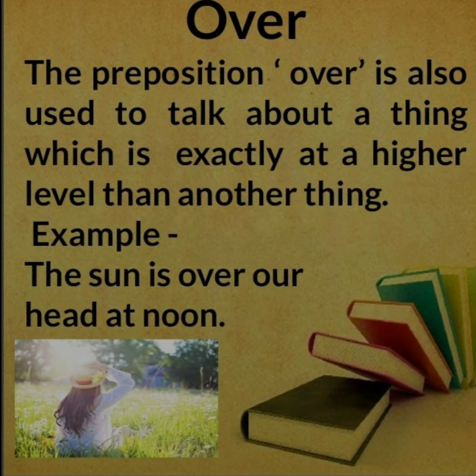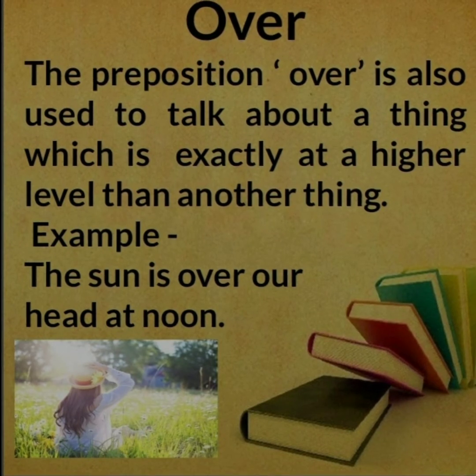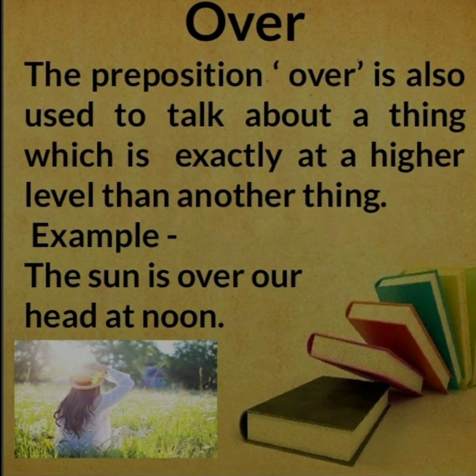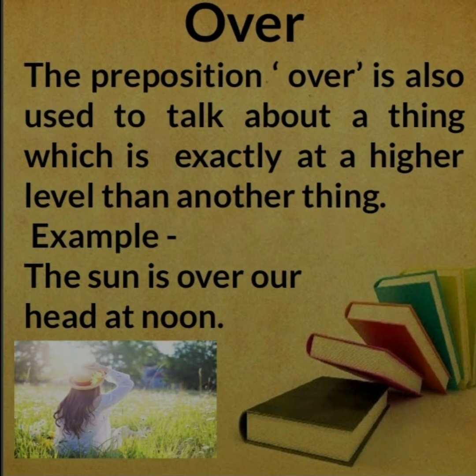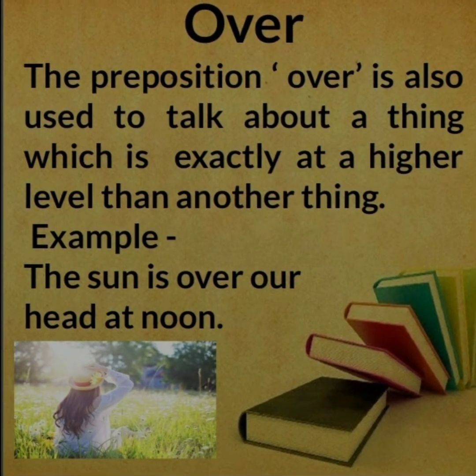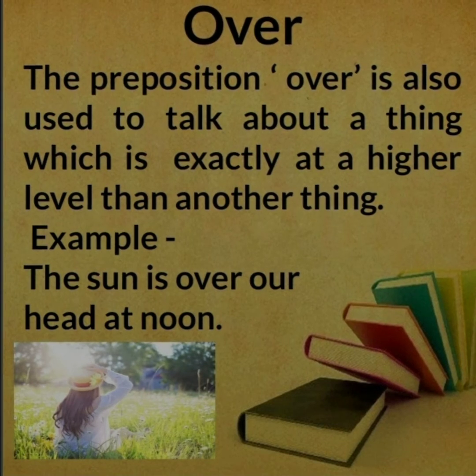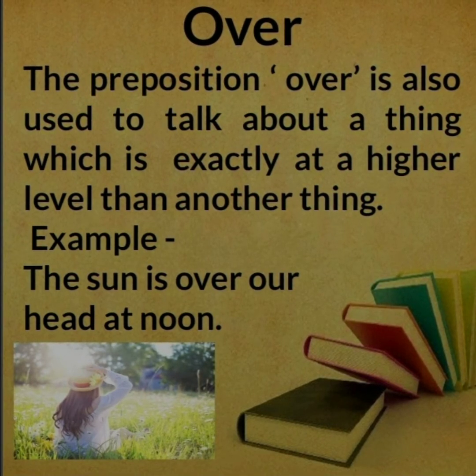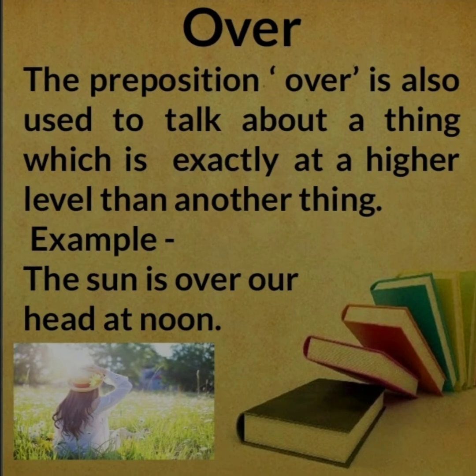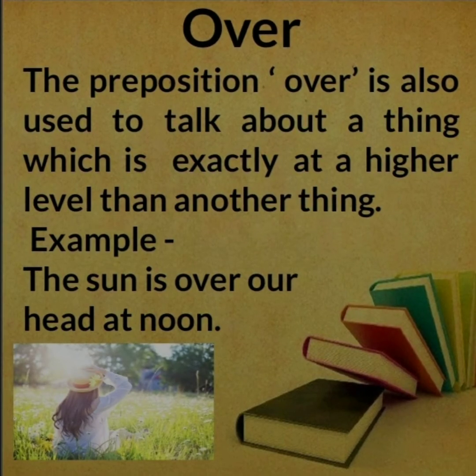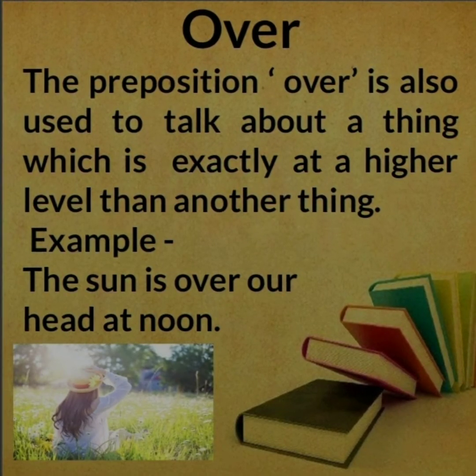Like above, the preposition over also refers to a thing which is at a higher level. But over talks about the thing which is exactly at a higher level than the other thing. For example, the sun is over our head at noon.